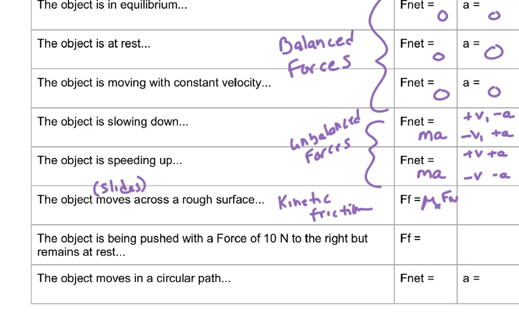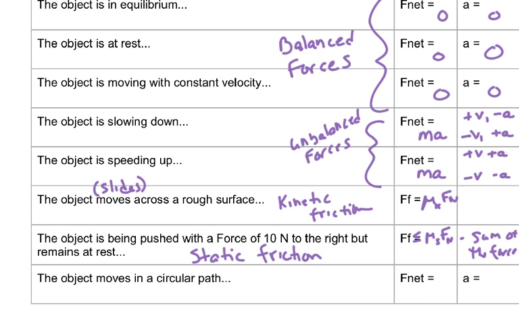If it's being pushed with a force of 10 newtons or anything that's less than what we call the maximum static friction force, then the object will remain at rest. So this is a static friction situation. And now, if we're looking at static friction, this is really less than or equal to mu for static friction times the normal force. For something that's static friction, you're going to want to look at the sum of the forces equations.